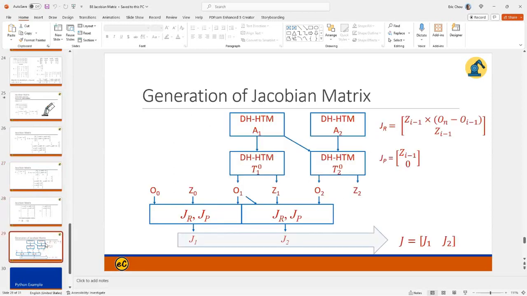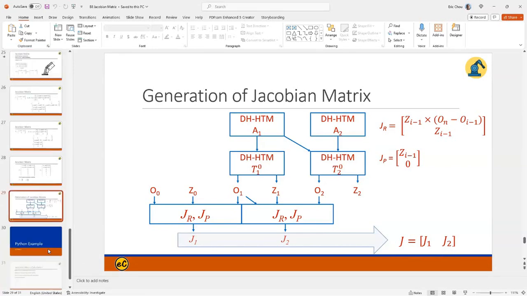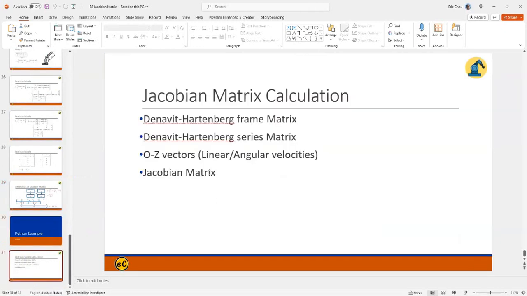So at the end we get these. We have a Denavit-Hartenberg transform matrix A1 and Denavit-Hartenberg transform matrix A2. And then we calculate T01 and T02. Based on T01 and T02, we derive the different O vectors and Z vectors. And then in combination, we should be able to come out with a systematic result for the Jacobian matrix, J1, J2 vector. And we do have a Python example that can do it.